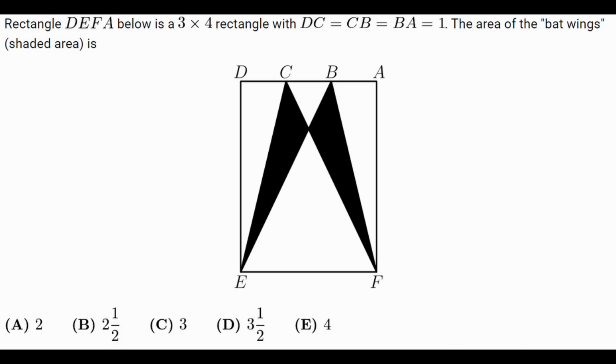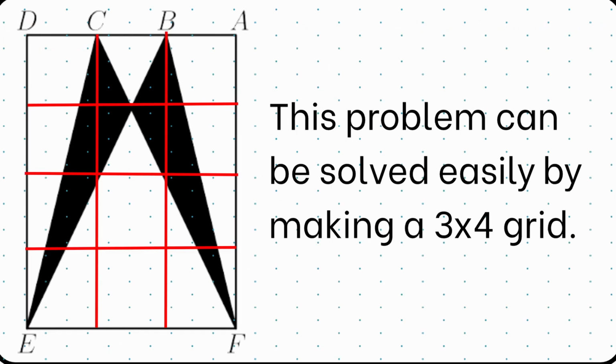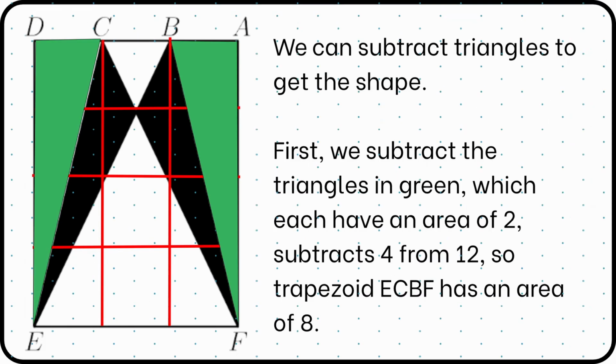Rectangle DEFA below is a 3 times 4 rectangle with DC equal to CB equal to BA equal to 1. The area of the bat wing shaded area is... This problem can be solved easily by making a 3 times 4 grid over rectangle ADEF. We can subtract the 4 triangles to get the shape.